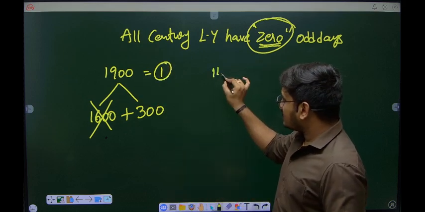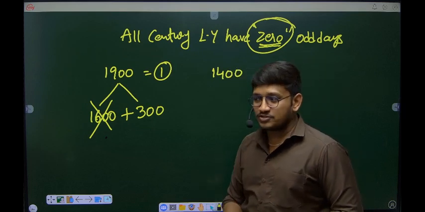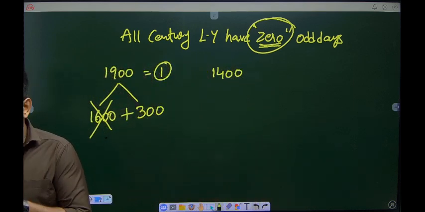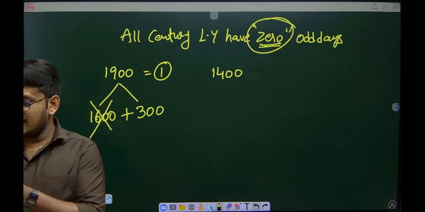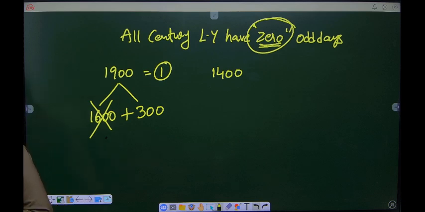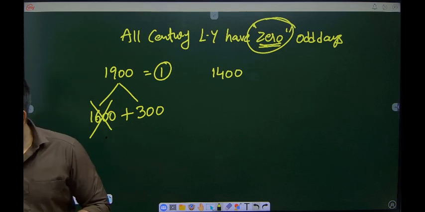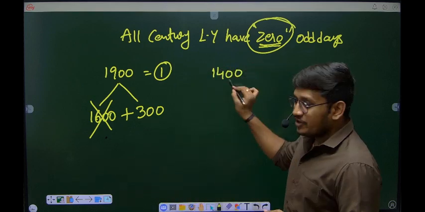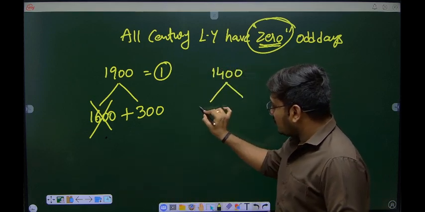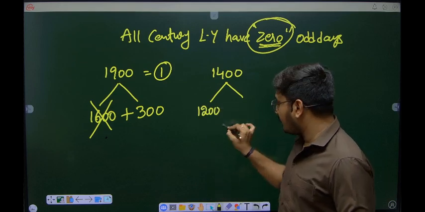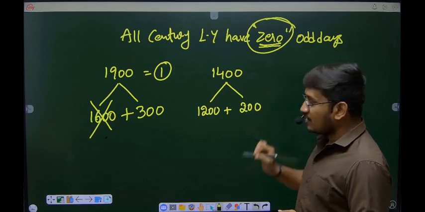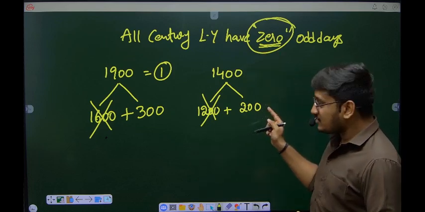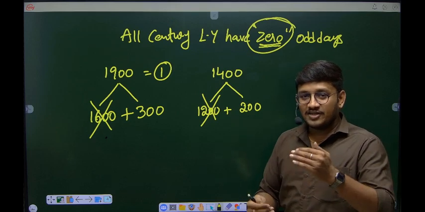Now can you guess how many odd days are there in 1400? Post your answers in the chat box. How many odd days are there in 1400? Divide into 1 century leap year plus the left out years. Yes, very good. I got it from Hemashri. Yeah, very good, guys. Many are posting now. 3 odd days. How is it 3? Simple. 1400, I would say, is 1200, a century leap year, plus 200. 1200 cancels because it is a century leap year. Century leap year, how many odd days? 0. Now how many years are left? 200. We all know the century code: 100, 200, 300, 400.